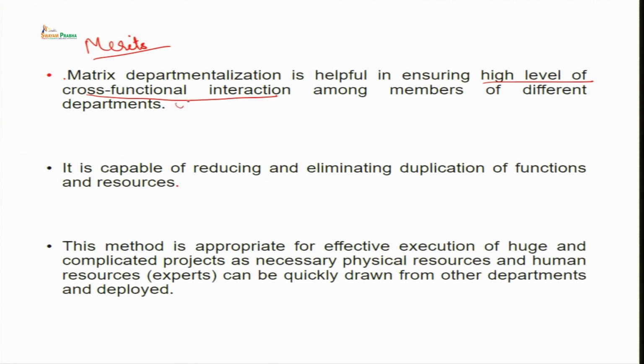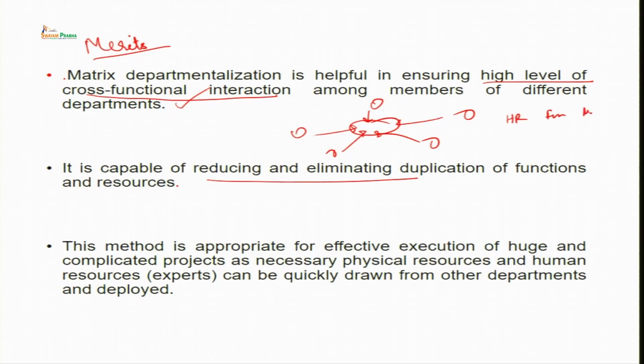Students, you understand cross functional interaction, that means members from various departments, they join hands together. So, they belong to different divisions and they join together to form a team to work on a particular kind of specific department. It is capable of reducing and eliminating duplication of functions and resources, because here, as we saw in the previous slide, HR, finance, marketing, which were the functional areas, they were carried out for all divisions. There was no requirement to have specific other managerial functions for these divisions.